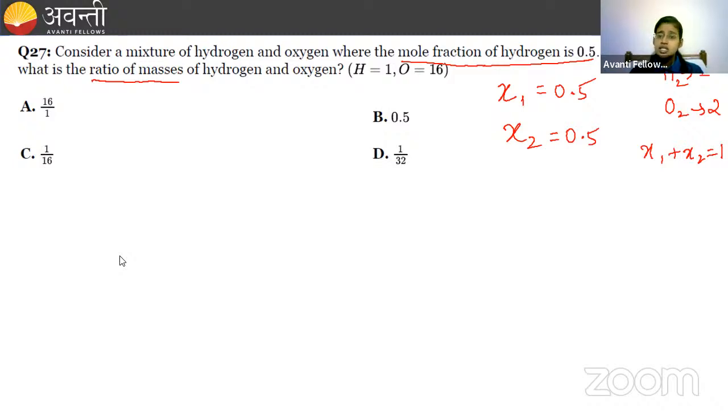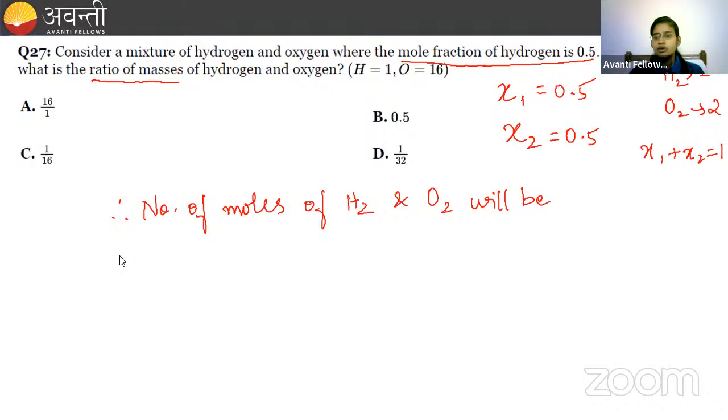All right. So since the mole fractions are same for both the components, for hydrogen and oxygen, the mole fraction is coming out to be same. So therefore, from this, we are concluding that number of moles of hydrogen and oxygen will also be same. Since the mole fraction is same, the number of moles will also be same. So the number of moles of hydrogen and the number of moles of oxygen will be same. So let me keep it as 1 and 1. Now we can substitute.